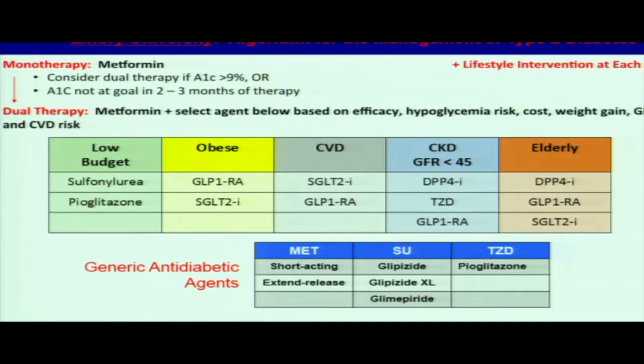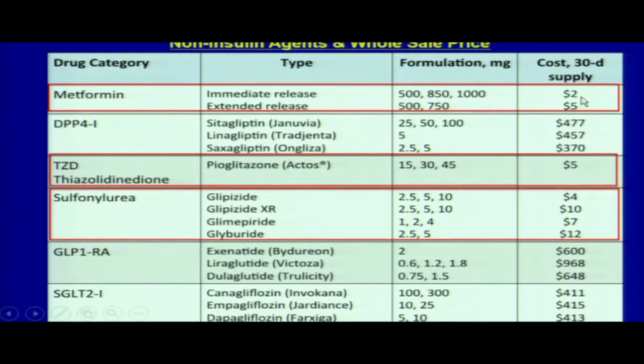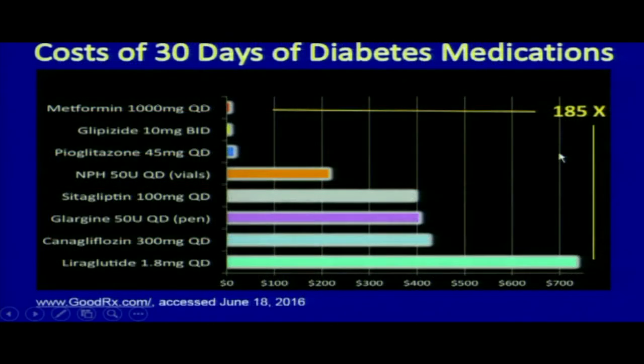So if you have somebody that has no insurance, you have medication that you can treat them with for $2 to $5 per day, while the others are a little more expensive, a lot more expensive. So there is no reason not to maximize diabetes care due to the lack of medication.